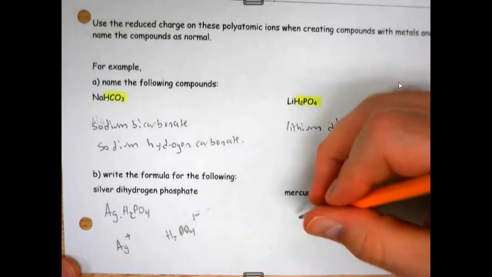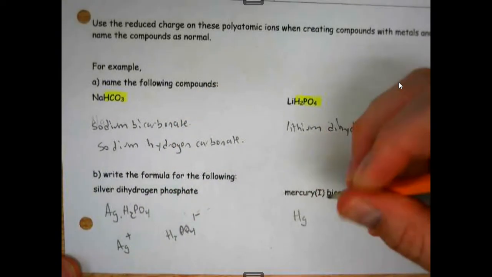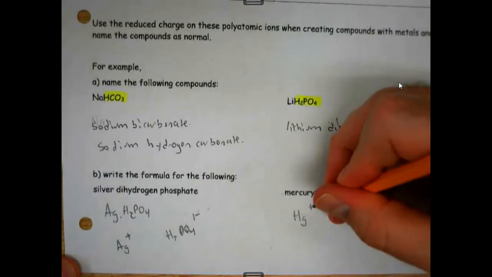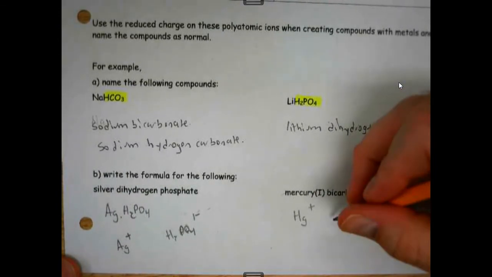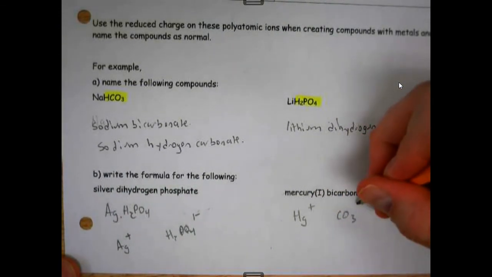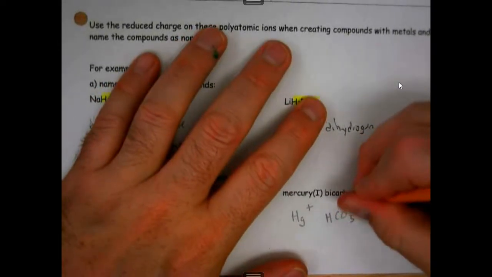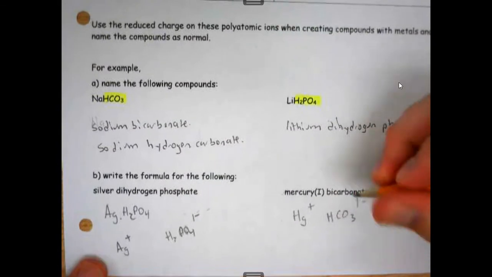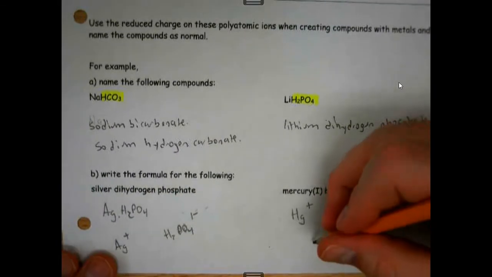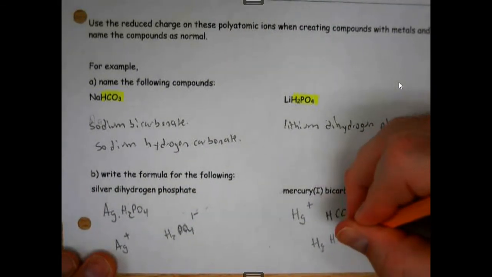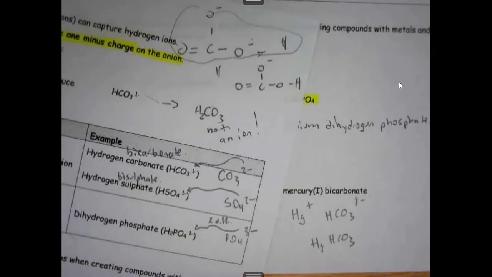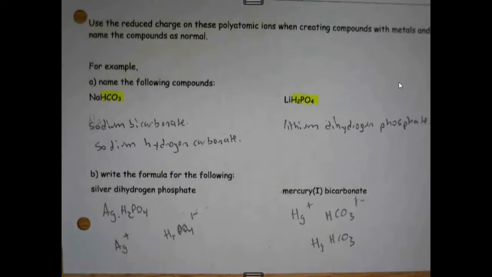Okay. Same thing with this one. So the Roman numeral here tells us that it's going to be a plus. And bicarbonate, so CO3 is a 2 minus, but we have an H, so now that's going to be a 1 minus. And these are already in the right proportion, so then you have HgHCO3. And that's it.